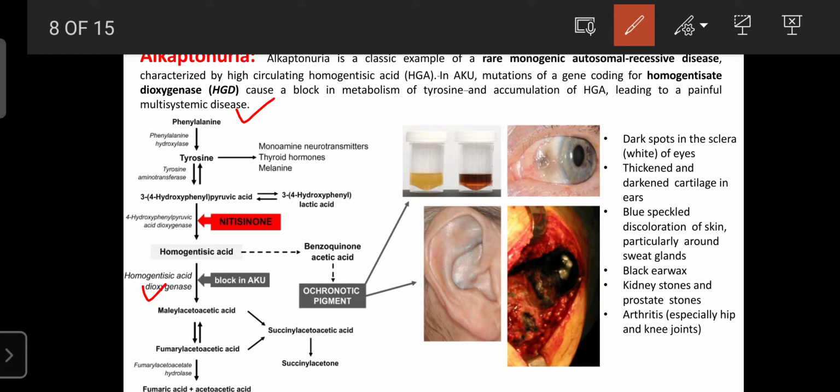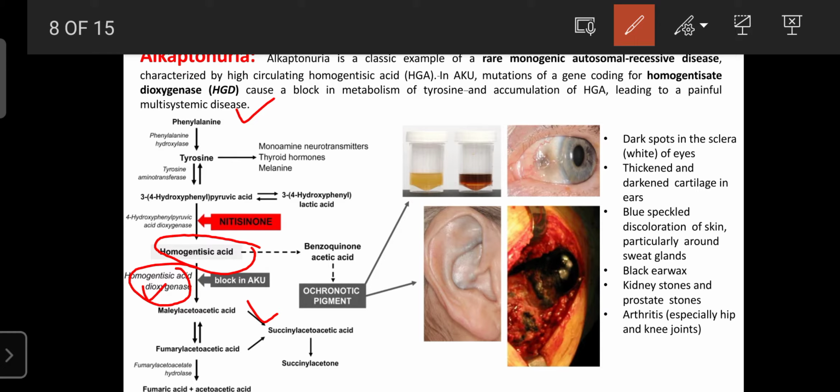phenylalanine. Phenylalanine is converted to tyrosine. Tyrosine is converted to 4-hydroxyphenylpyruvic acid, then that is converted to homogentisic acid, then in the presence of the dioxygenase enzyme it is converted into maleylacetoacetic acid. But with deficiency of this enzyme, the homogentisic acid is not metabolized. So it accumulates in our blood and is found in the urine. That condition is known as alkaptonuria.